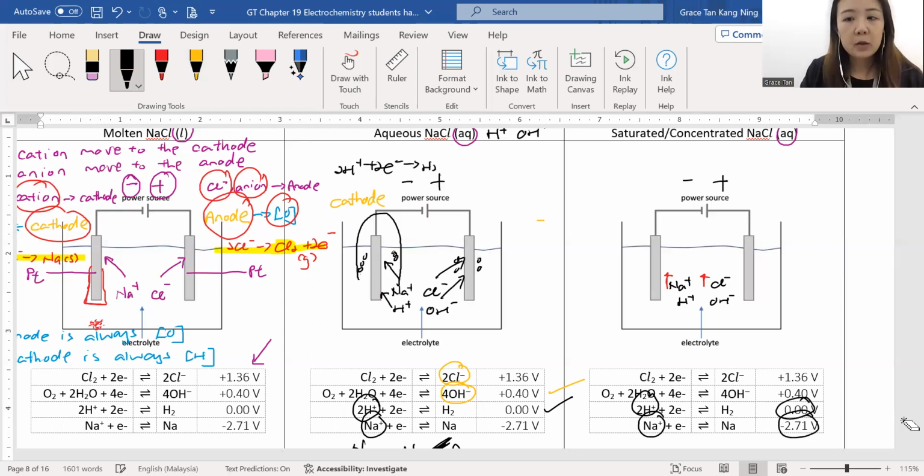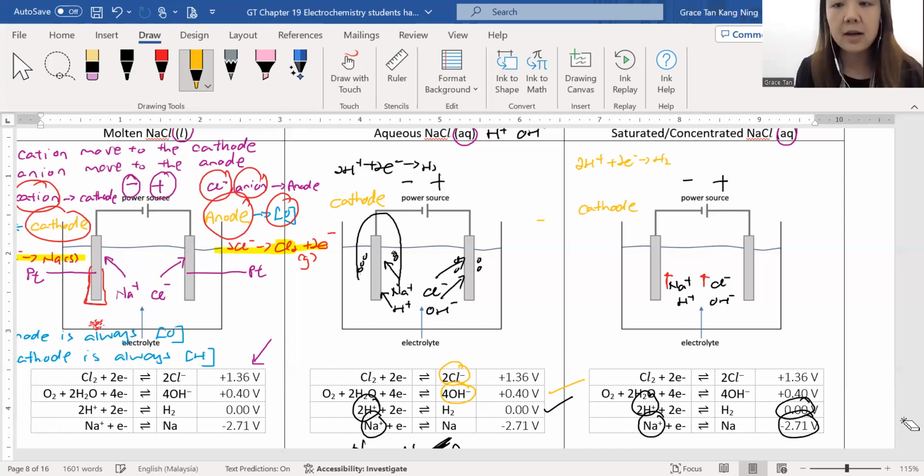Okay, for cation, we pick the more positive E value. So H plus is the more positive E value, so it will be discharged. Now, knowing H plus, principle number 1, cations move to the cathode. So on the left, I label here cathode. Cathode is always reduction. That will be principle number 2. Hence we know that the equation here will be 2H plus 2e to give hydrogen, which is the constituent element. Hydrogen now is H2 gas.